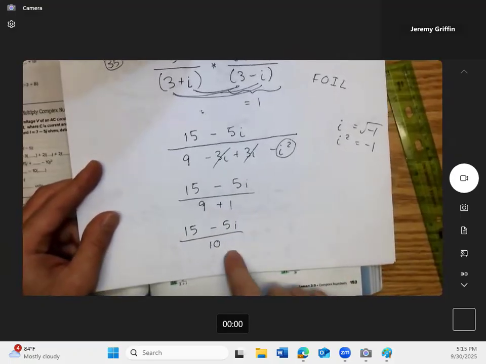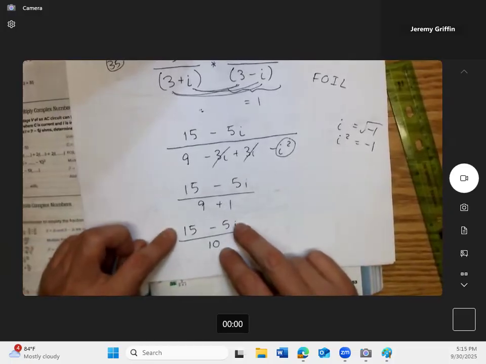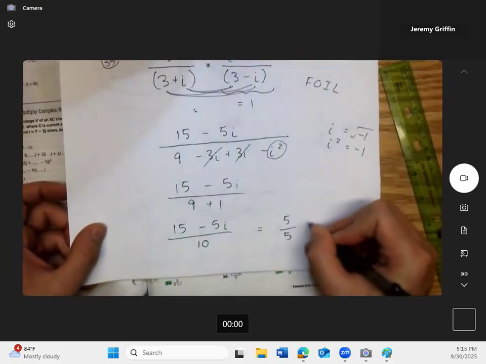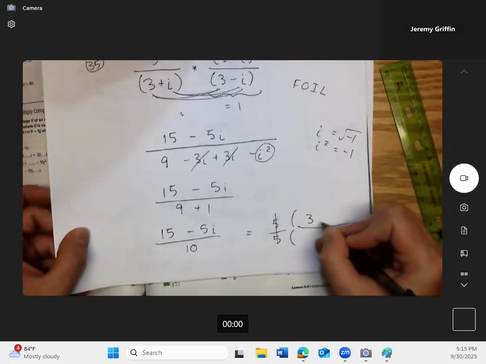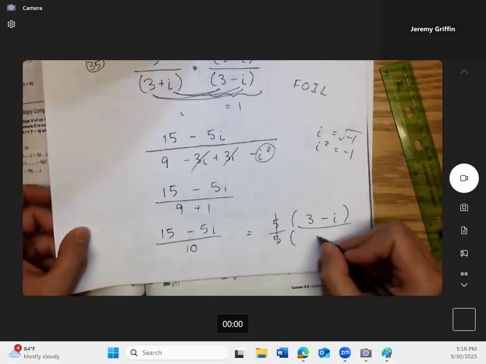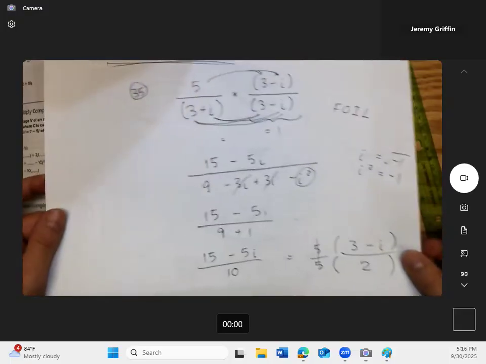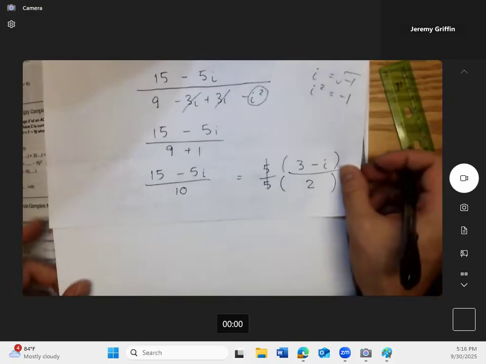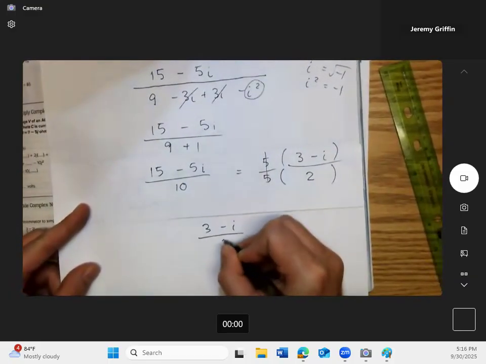Oh, you know what? I can actually do one more step because these three numbers are all multiples of 5. So I can pull out 5 over 5, and then reduce it that way. So it'd be 3 minus i, all divided by 2, like that. Here, just to clean that up a little bit, I got an extra paper over here. So the answer could be 3 minus i divided by 2. That's probably perfectly fine by itself.